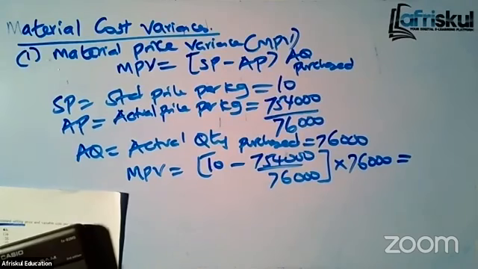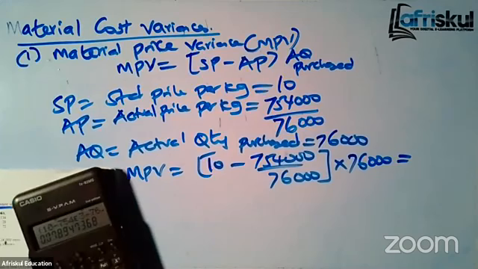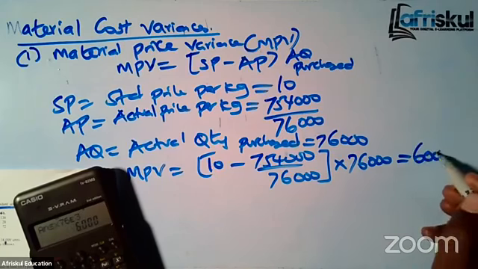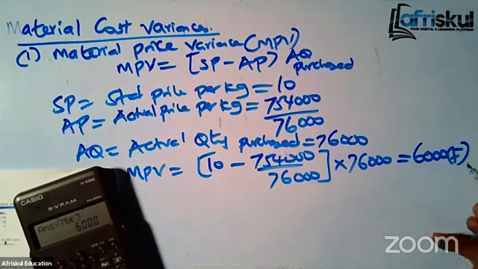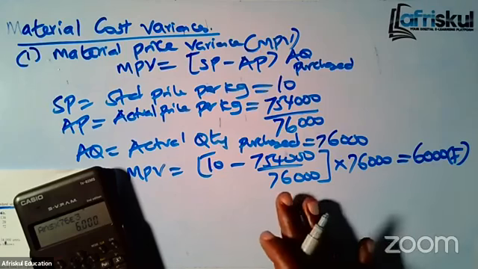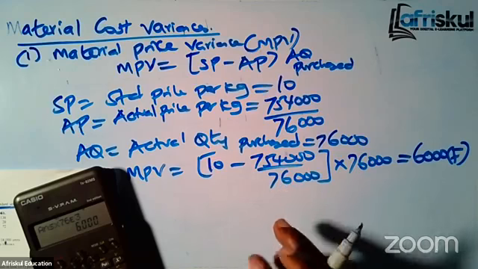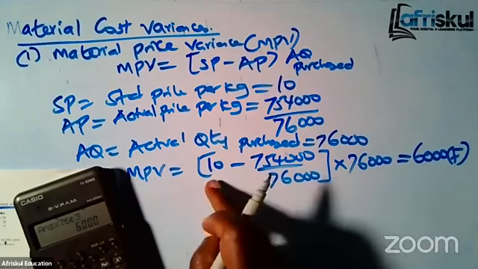We have 10 minus 754,000 divided by 76,000 equals whatever I get there, times 76,000, which will end up giving me 6,000 positive. Positive to us here will be what? Favorable. Why? Because we made a saving. We made a saving because this figure has to be smaller than this for us to get a positive figure.